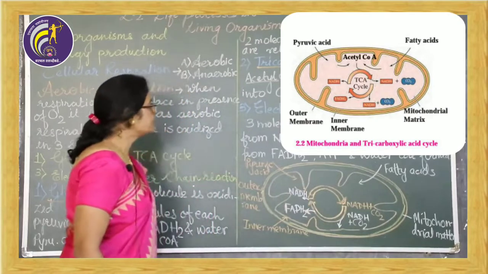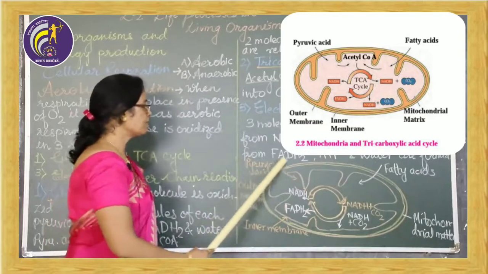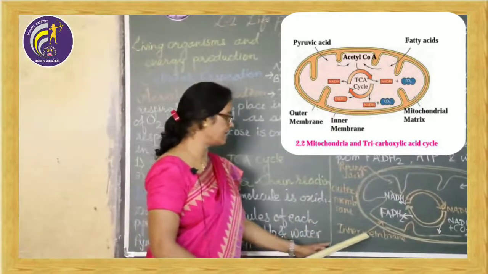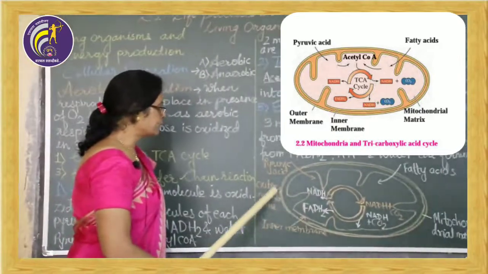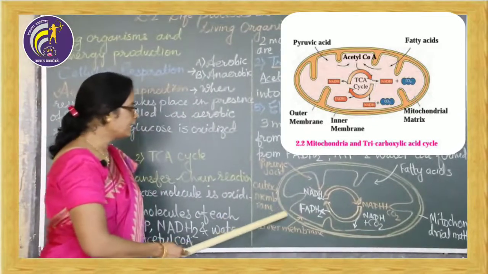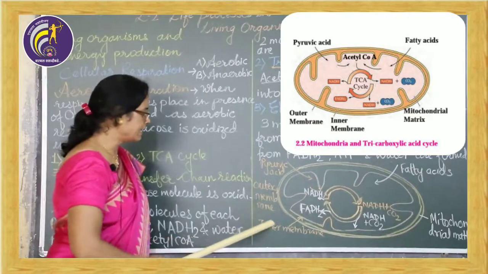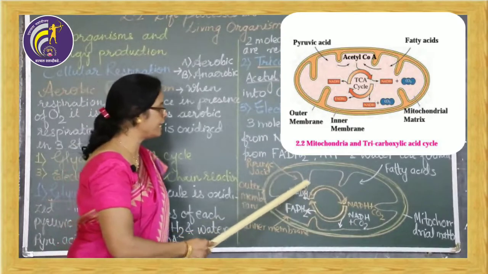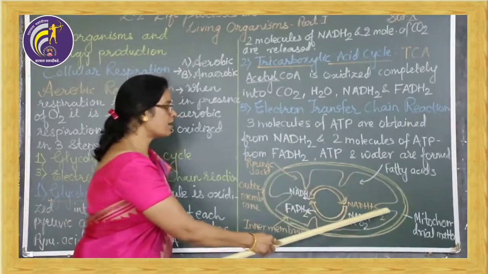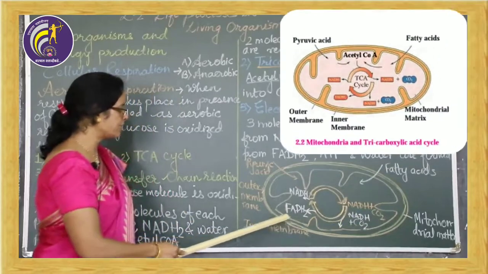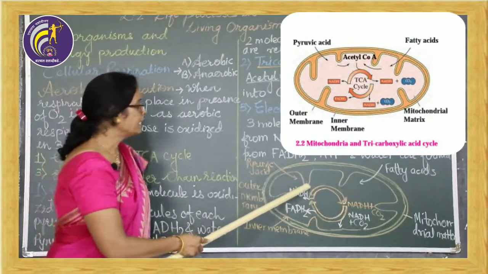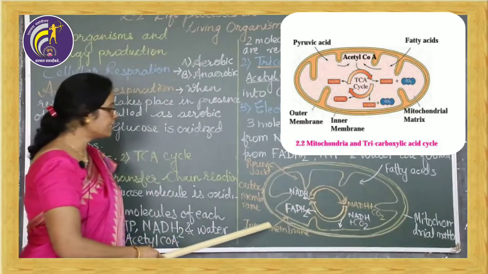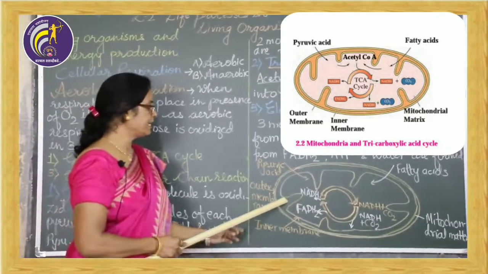This reaction takes place in the mitochondria, and you all know the mitochondria is the powerhouse of the cell. Mitochondria is a membrane-bound cell organelle. It has one outer membrane and an inner membrane. This inner membrane is folded into cristae. A single fold is called a crista, and these foldings increase the inner surface area of the mitochondria. The folded inner membrane is called cristae.